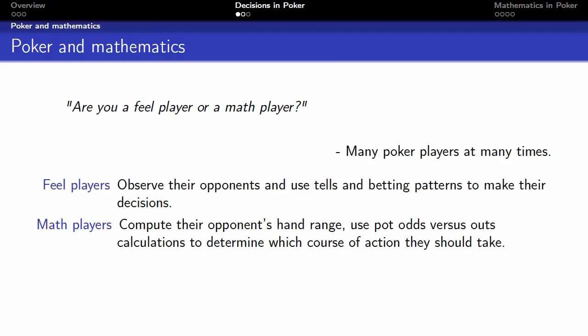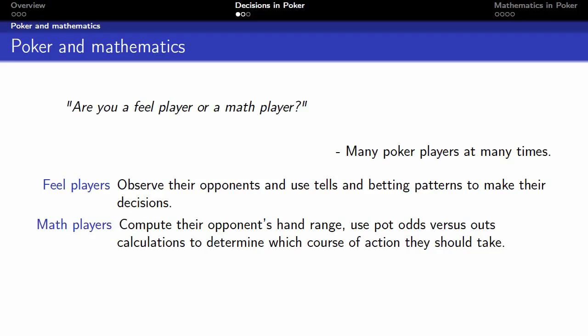People are generally thinking, well, field players are the ones who observe their opponents. They use tells and betting patterns to make their decisions. They pay attention to what's going on, and then they use this information to work out what they're going to do. Whereas the math players, people think, well, they compute their opponent's hand range, use some statistics, maybe some pot odds versus outs calculations, and maybe even some more complicated expected value calculations to determine what is the optimal play at every moment.